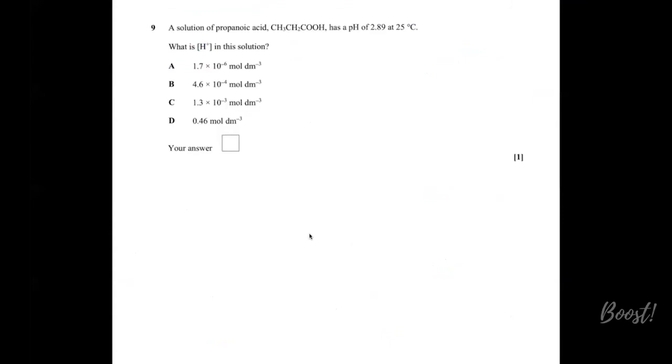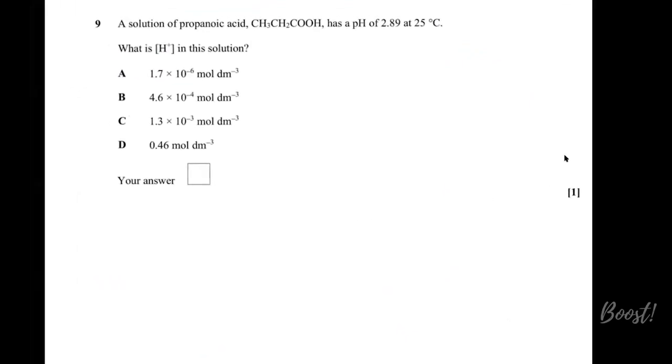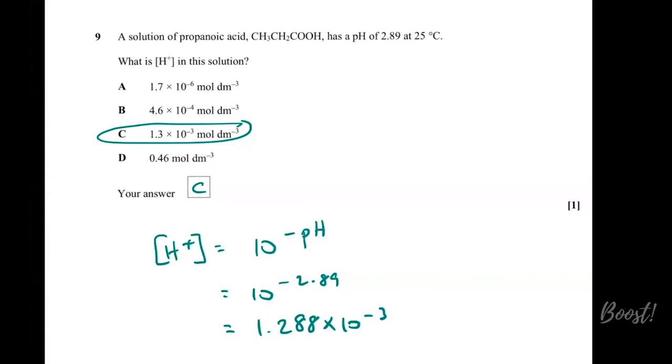Okay, we'll go through another couple of questions before we finish. These ones should be relatively quick. A solution of propanoic acid has a pH of 2.89 at 25 degrees centigrade. What's its H plus concentration in this solution? So again, we've been given the pH. We need to put this into the inverse of the pH equation to figure out what the concentration of H plus ions are going to be. And 10 to the minus 2.89 gives us 1.288 times 10 to the minus 3, so the answer should be C, because that's what it rounds to, 1.3 times 10 to the minus 3.